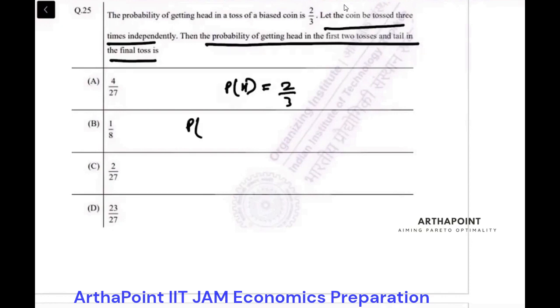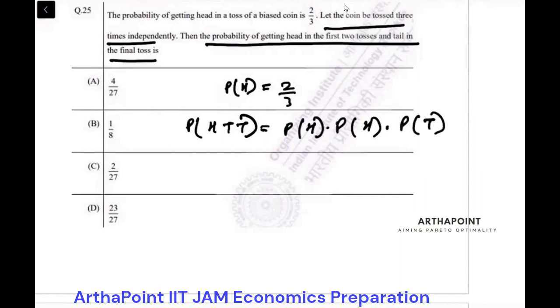So it is asking what is head, head, tail, and these are independent. So it will be probability of head into probability of head into probability of tail. This is head, head, tail now. So 2/3 into 2/3 into 1/3. So this will be 4/27.